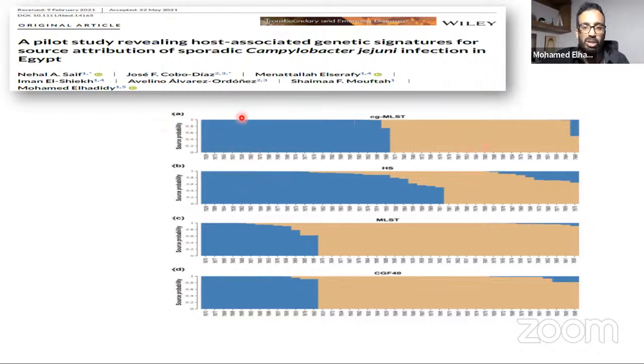You can see here that you can use all these typing methods, using the data from the whole genome sequencing results, to predict the potential sources of infection. So if you have a human infected with Campylobacter, by doing this type of typing you can predict, or say to the patient, hey, maybe you ate uncooked or unpasteurized milk, and this is a potential source of infection based on this typing schema. I think this is really crucial in epidemiological surveillance and tracing back infection for the human host.